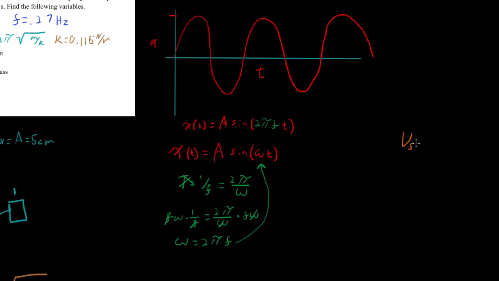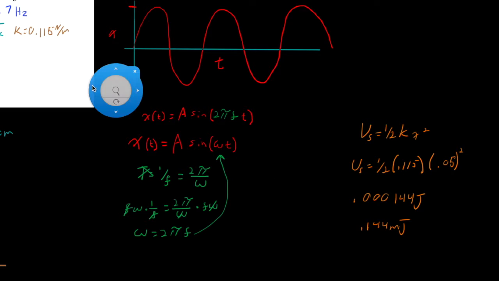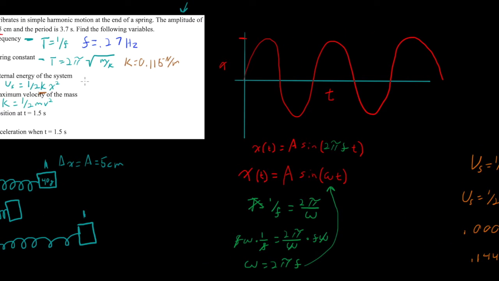So Us is equal to 1/2 k x squared. This is going to be Us being equal to 1/2 times 0.115 times 0.05 squared. So this is going to give me a very small number. So this is going to be 0.000144 joules, which I could make 0.144 millijoules. For reporting purposes, that would make things a little easier. It's going to be 0.144 millijoules.